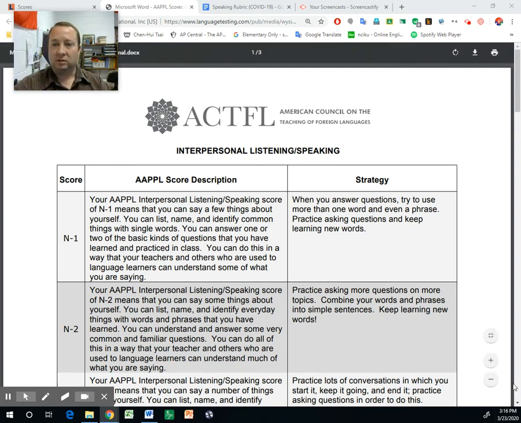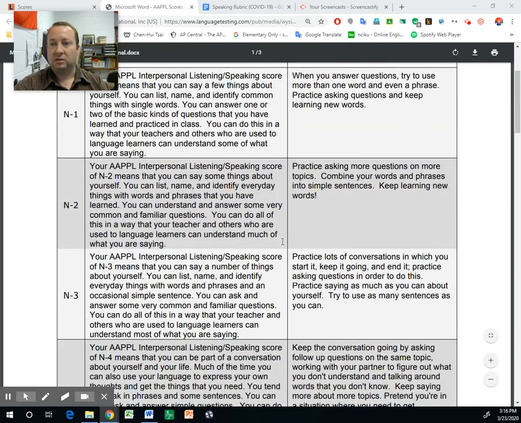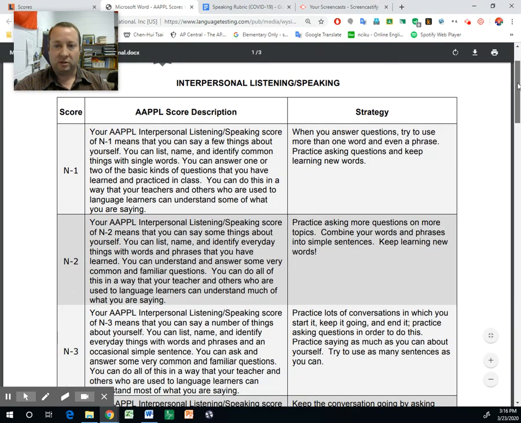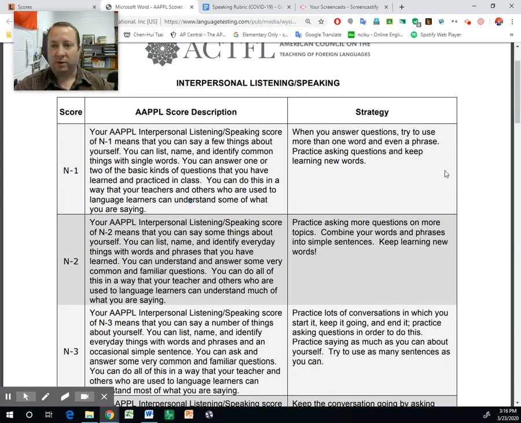So let's take a quick look. This is the score guide, the official guide for the test. And there's a lot here, so let me just break down some of the most important parts for you. They're talking about interpersonal speaking and making self-introductions, telling about yourself. So your lowest score starts here, novice 1, that's what the N is for. This means that you can say a few things about yourself, like you can say your name, and here's the important part: you can say common things with single words. Like if you're a student, you could say 学生, 美国, 男, 老师, stuff like that.